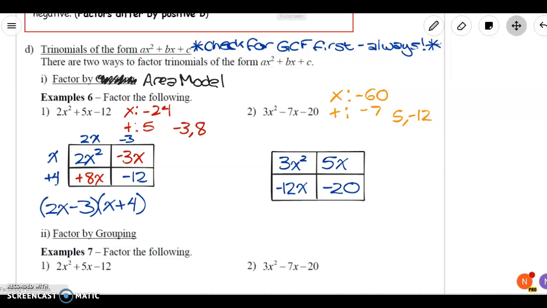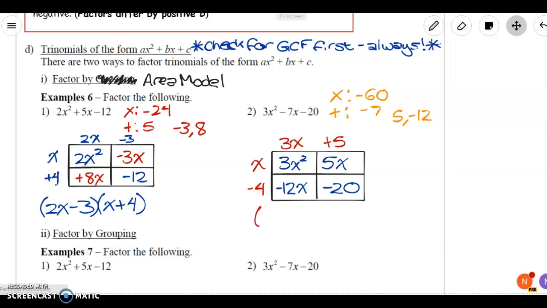3x squared minus 12x will be 3x. 5x minus 20, they're both multiples of 5, and I'm going with the sign on the 5x, so that's plus 5. 3x squared and 5x, the only thing they really have is an x. Negative 12x minus 20, both multiples of 2, also both negative, so negative 2. Actually, negative 4, sorry, greatest common factor. Sort of falls apart if we don't do that.